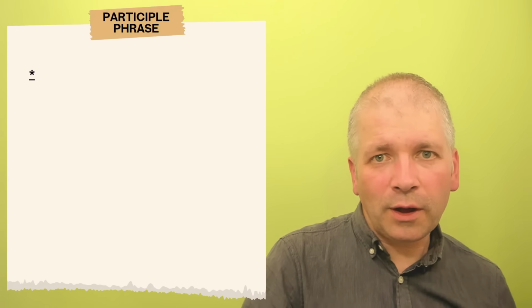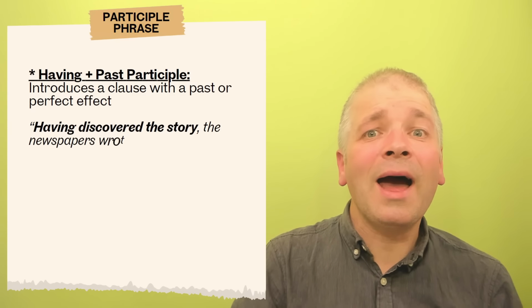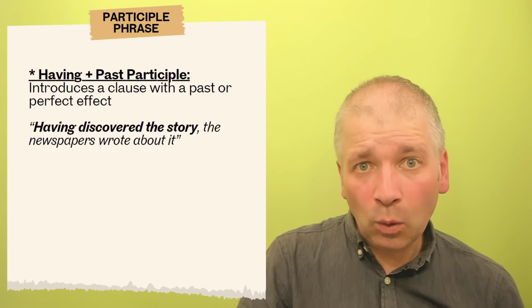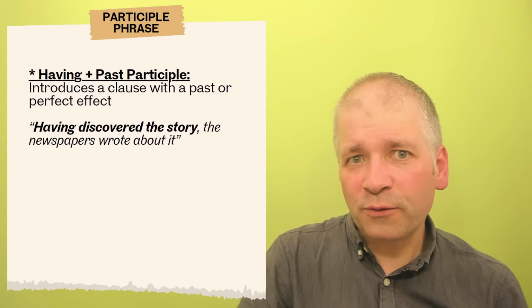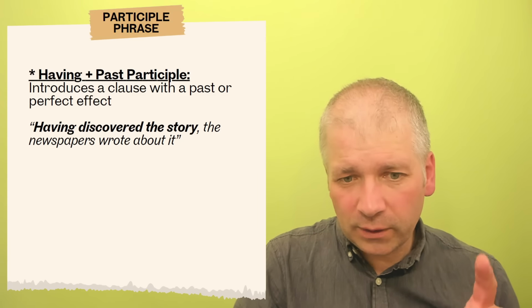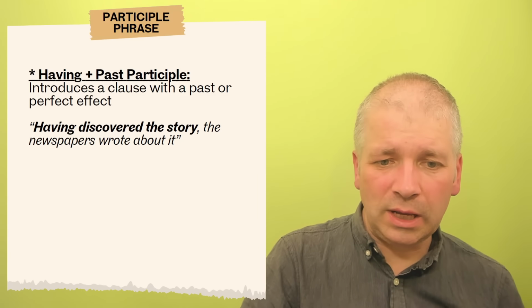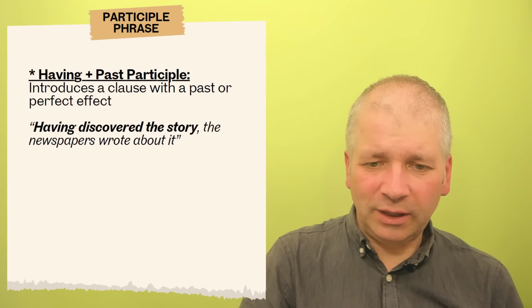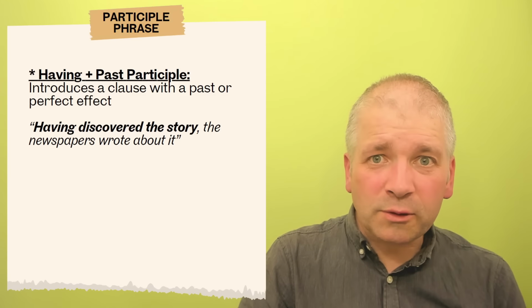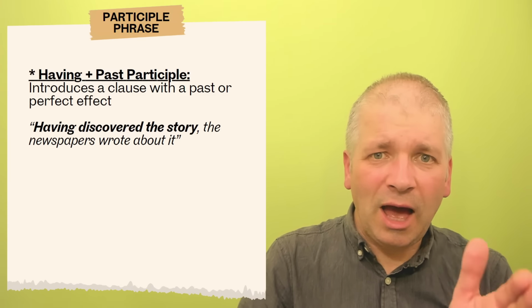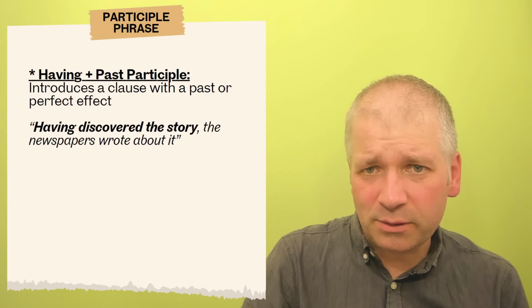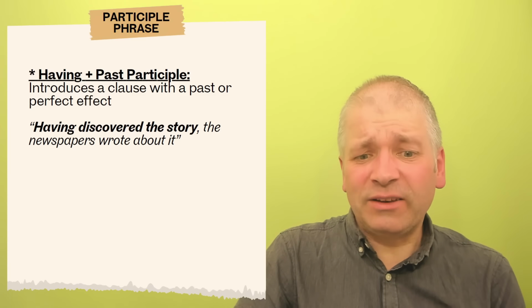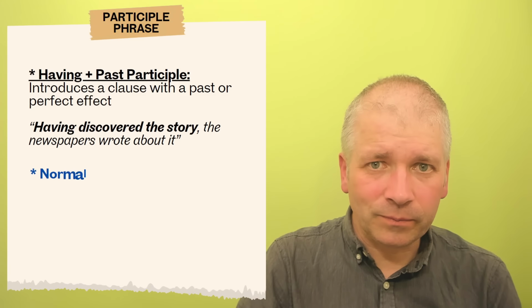There are also other participle phrases, for example, having followed by a past participle. And these introduce a clause with a past or perfect effect. So look at the example here. Having discovered the story, the newspapers wrote about it. This was caused by having discovered the story. Having discovered the story came first, and that led to an effect. And the effect here was the newspapers wrote about it.